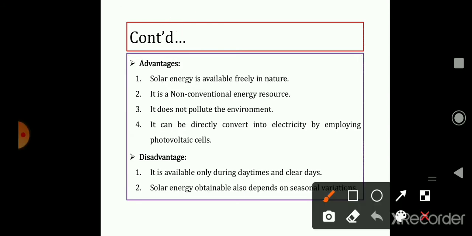This solar energy has some advantages and similarly some disadvantages. So what are the advantages? Solar energy is available freely in nature.